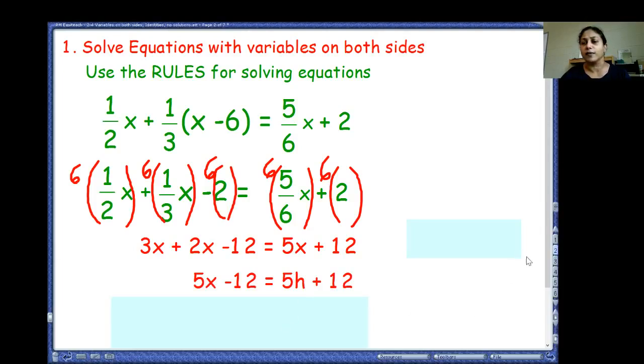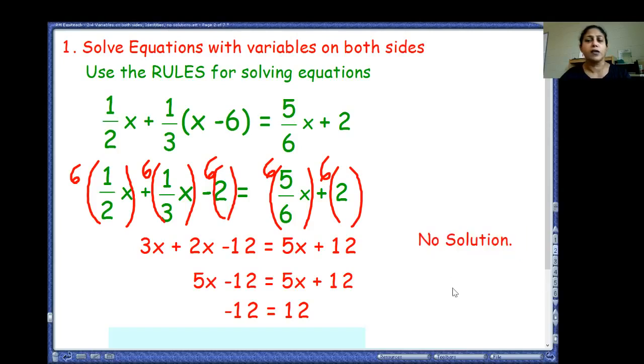This should be an x minus 12. And so we can see that negative 12 becomes equal to 12. Remember, you have to remove the variable first. When you do this, you come up with a statement that is not true. So we can say that this equation really makes no sense, and this equation has no solution. So sometimes you can end up with an equation that has no answer.